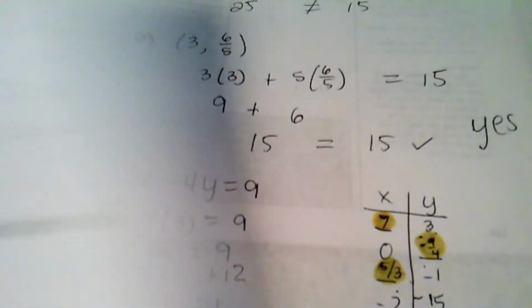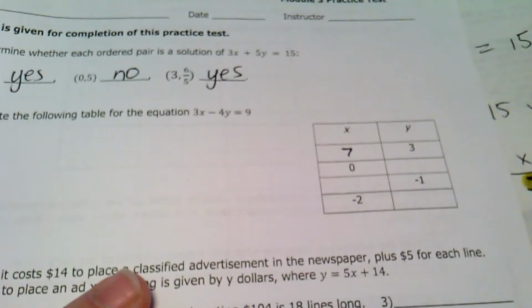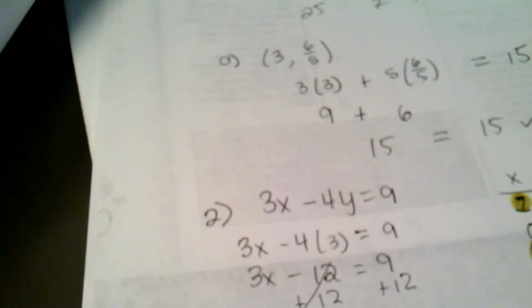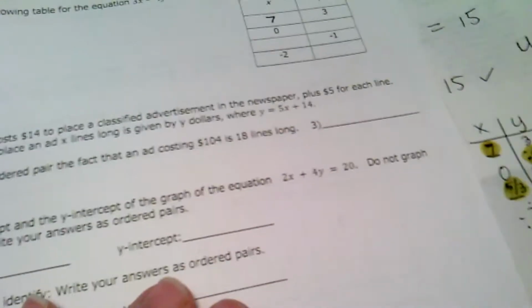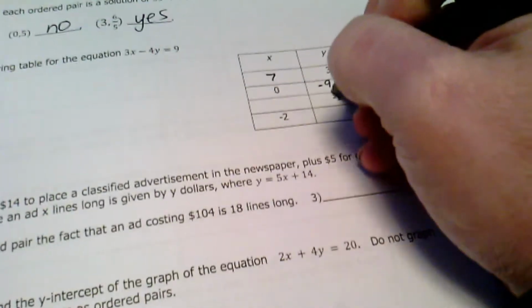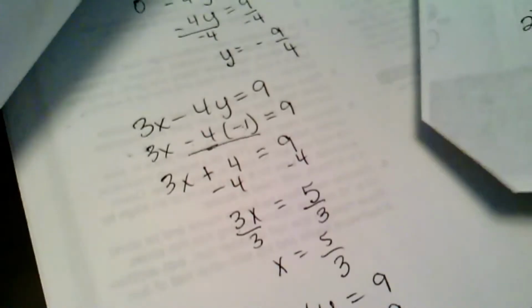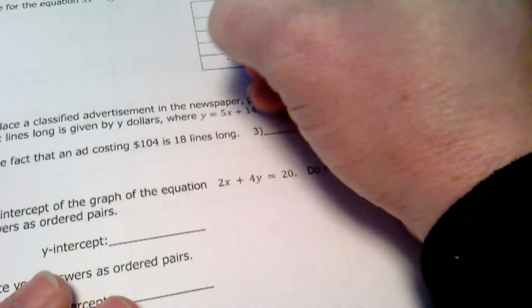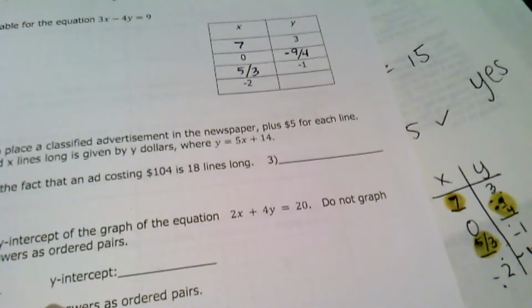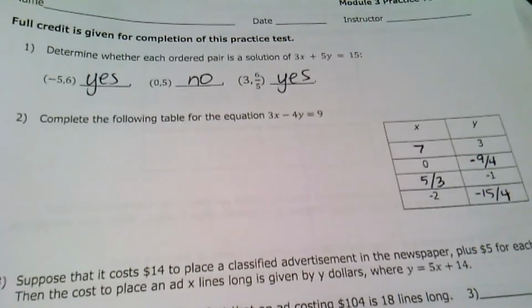Alright, so let me fill this in. We have 7, negative, what's our second one? 9/4. And -15/4. Oh wait, we had 5/3 first. And then -15/4. Alright, so there's your answers for the first two.